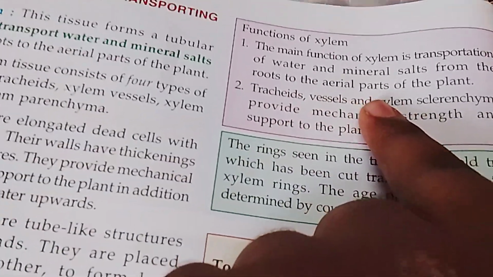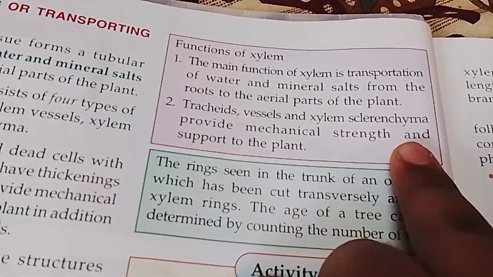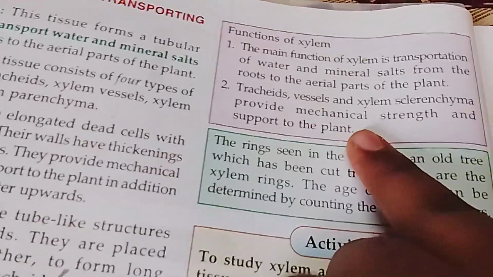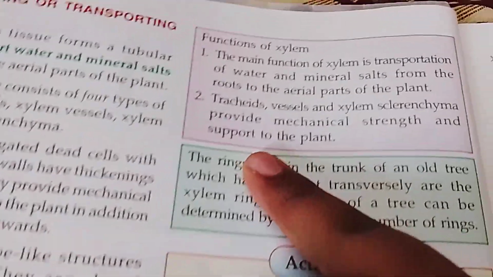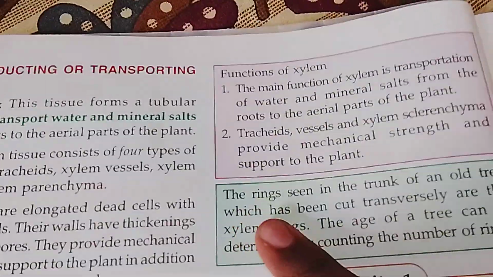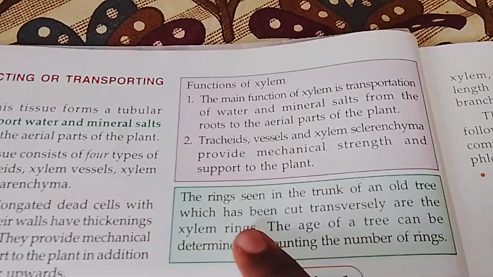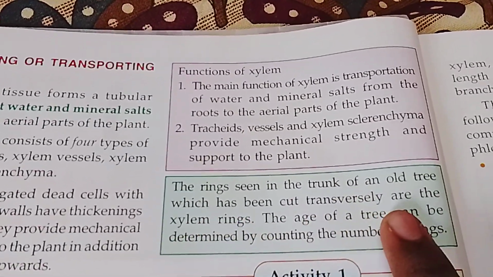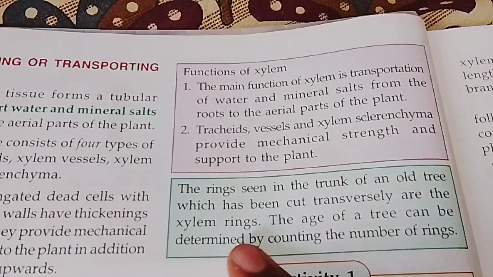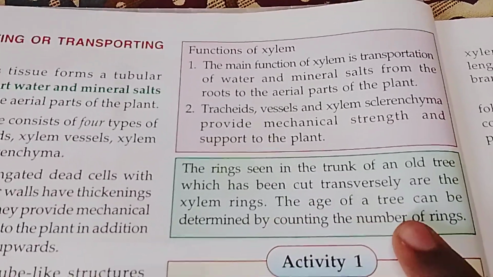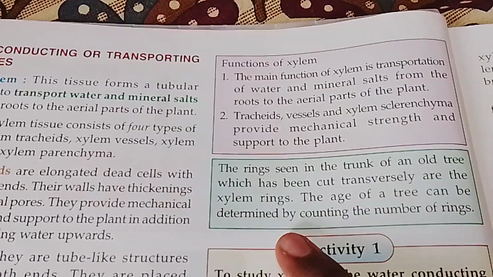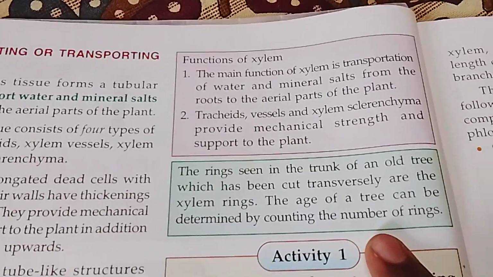Tracheids, vessels, and xylem sclerenchyma provide mechanical strength and support to the plant. The rings seen in the trunk of an old tree which has been cut transversely are the xylem rings. The age of a tree can be determined by counting the number of rings.